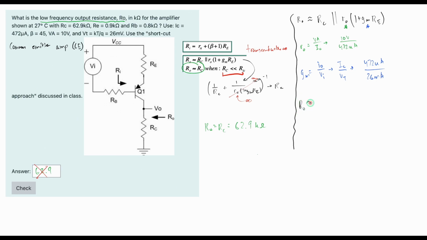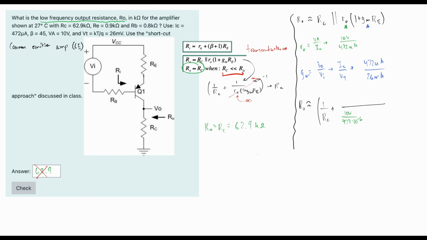Our R naught is going to be approximately, and we're not putting it in the parallel form yet, but our RC, we have, or actually we can put it in the parallel form. So the parallel form is we'll have 1 over our RC plus 1 over all of this. And our R naught is just going to be the 10 ohms, or the 10 volts. So all of this is going to be a lot here. But R naught is what we have in green. It's going to be 10 volts divided by our 472 times 10 to the negative 6th.